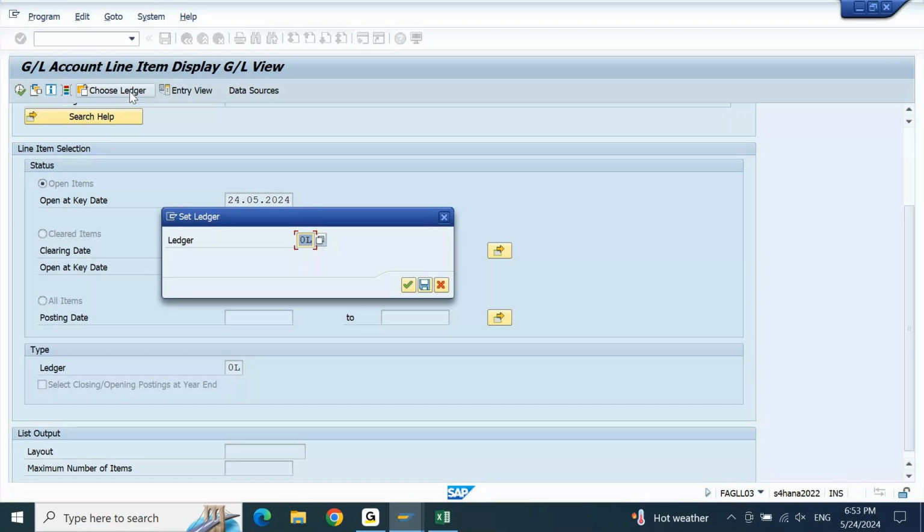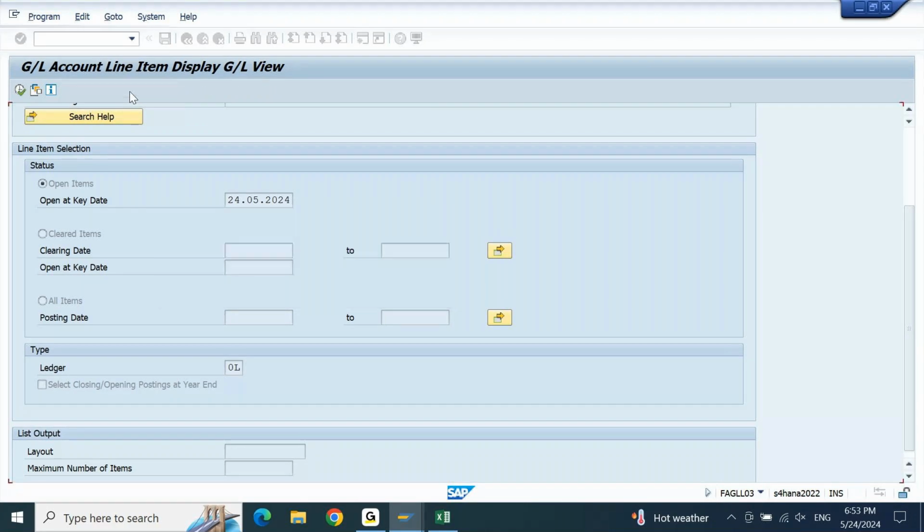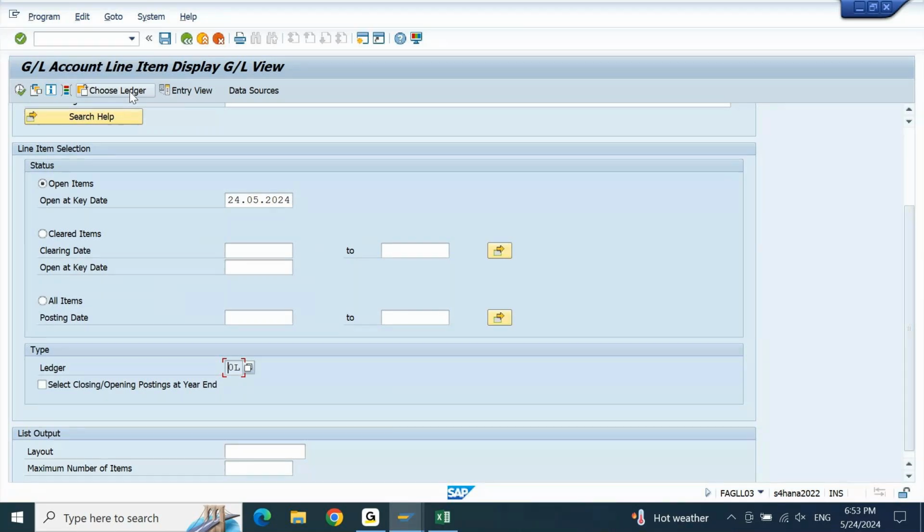Don't think that I'm not giving any ledger. Whenever I pull the company code, GL account, data is coming. Understand from where data is coming. It is coming from the leading ledger. By default, your data is always executed from leading ledger. If you want it from the non-leading ledger, you need to create a non-leading ledger, which is optional based on your reporting requirement.